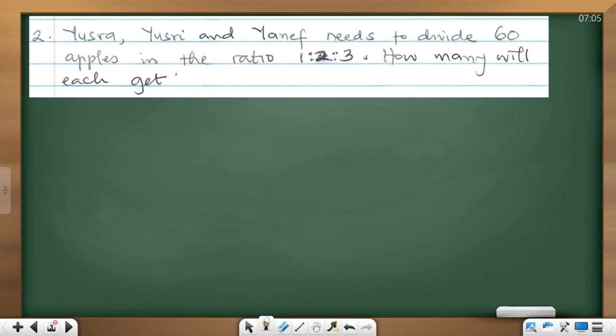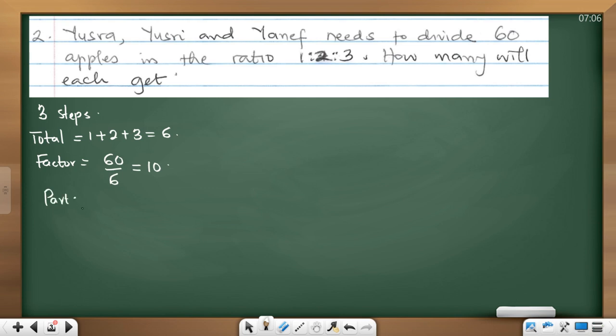Yusra, Yusri, and Yanif need to divide 60 apples in the ratio 1 to 2 to 3. How many will each get? There are 3 steps here. First, you calculate the total of the ratios. So it's 1 plus 2 plus 3, and that gives us 6. Now we find the factor. That is, you take the number you are dividing and divide it by the total of the ratios, and that gives us 10. Then we have our parts.